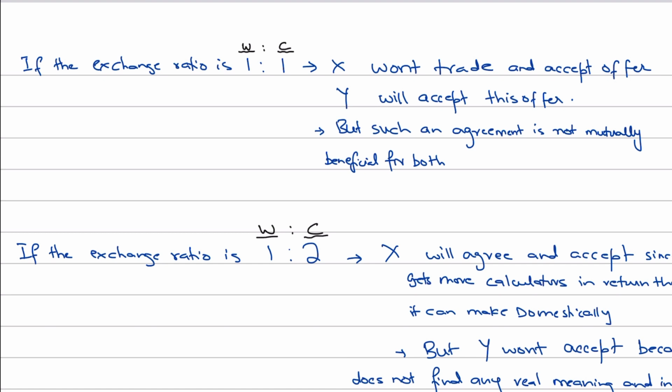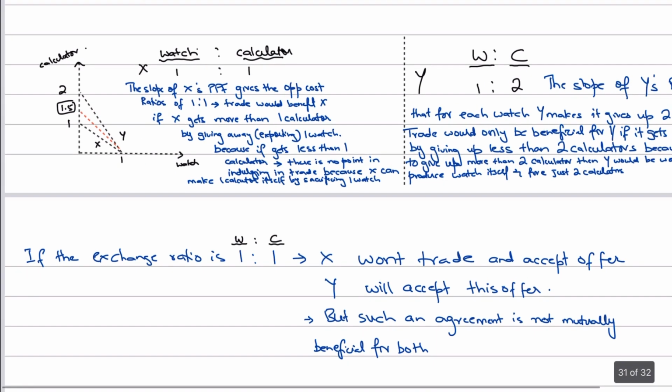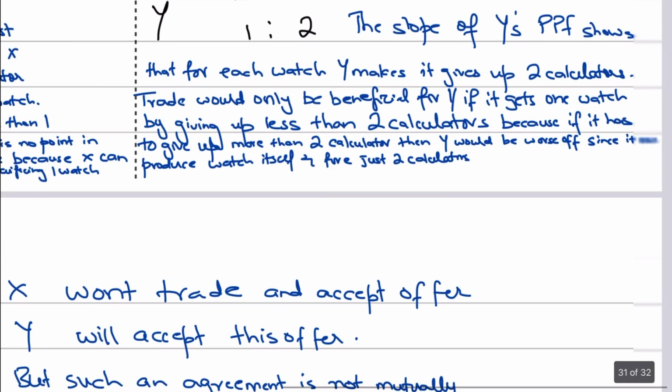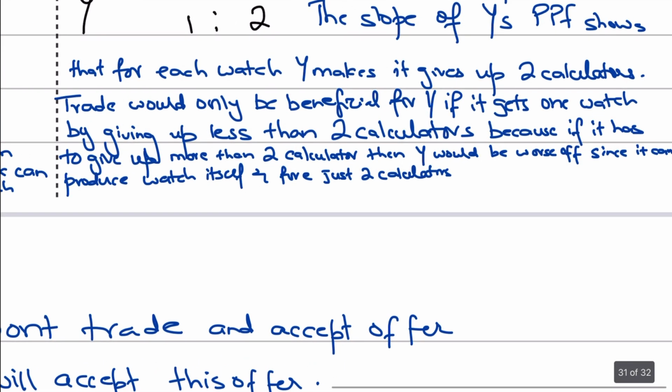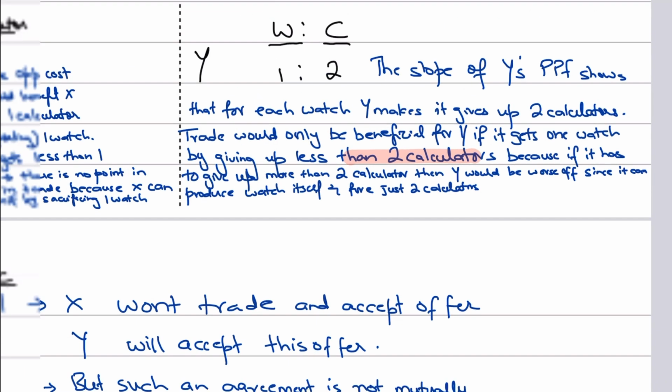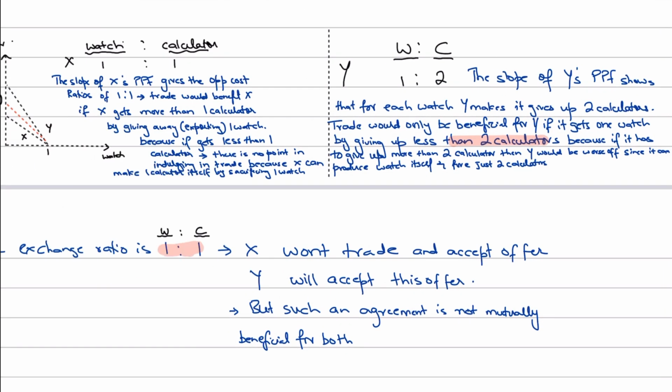But Y will accept this offer. Why will Y accept this offer? Because this offer will benefit Y. The simple reason is that for Y, we just said that Y should give up less than 2 calculators, and in this ratio of 1 is to 1, Y is giving up one calculator. So it's benefiting Y, but it's not benefiting X. Such an agreement is not mutually beneficial for both, and hence such an agreement will not take place.